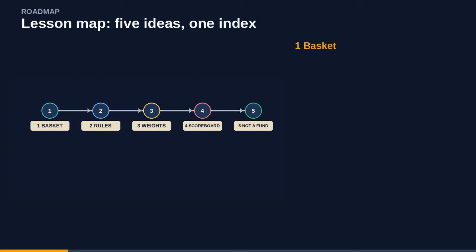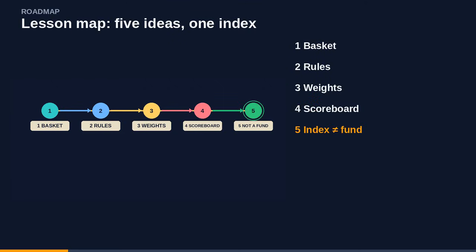Keep the shape in mind before the detail. First, the basket, which companies sit inside Nifty 50. Second, the rules, who can enter. Third, the weights, how much each name influences the number. Fourth, the scoreboard, the published level. Fifth, the ownership line. The index is not cash in your demat and not a mutual fund by itself. We stay with Nifty 50, so every later sentence points at one concrete list.